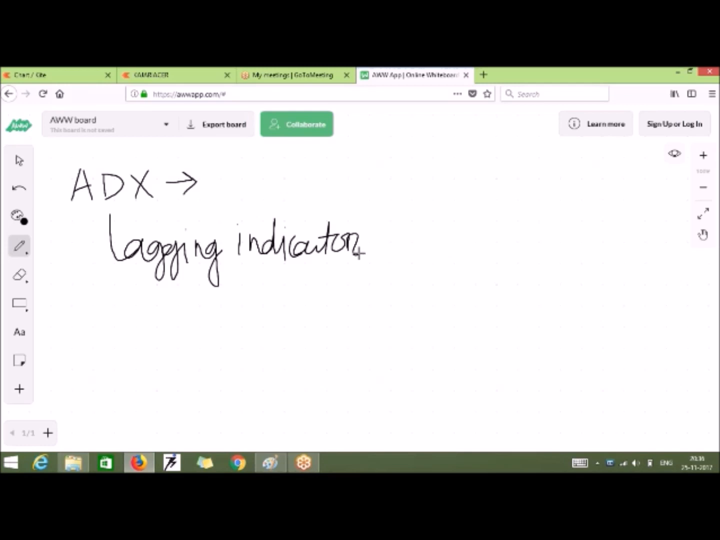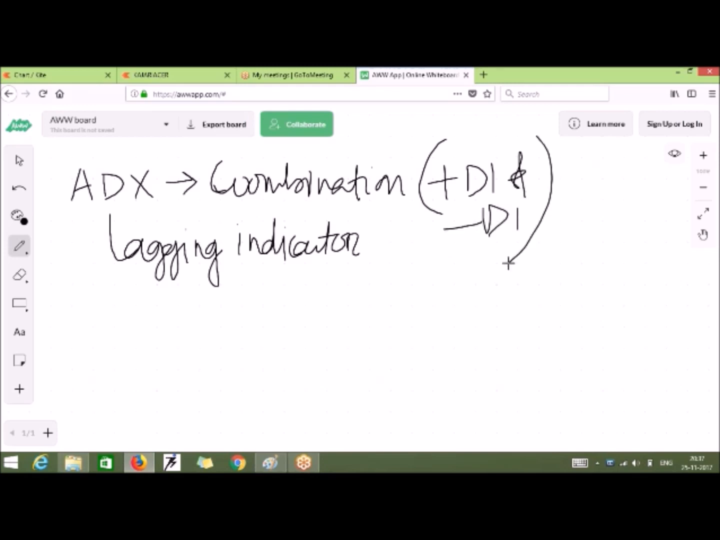One very great thing about ADX is that it is calculated by combining two more indicators, that is plus DI and minus DI. Plus DI is the positive directional indicator, and minus DI is the negative directional indicator. You don't need to write all these things, but when I tell you to write those strategies which are being followed, that you need to write. ADX is a combination of plus DI and minus DI, that is positive directional indicator and negative directional indicator.